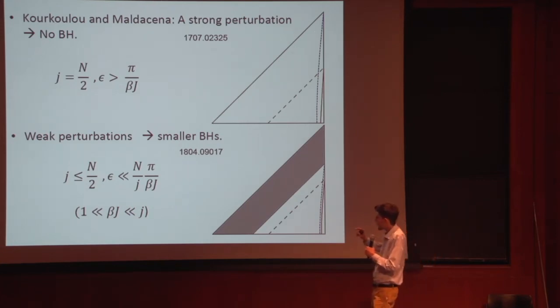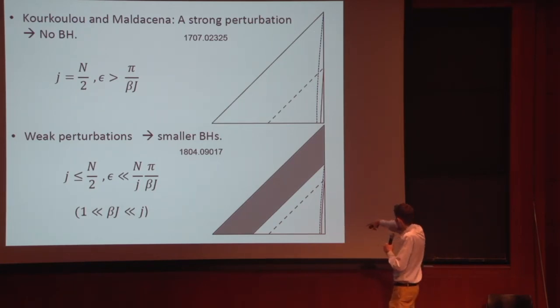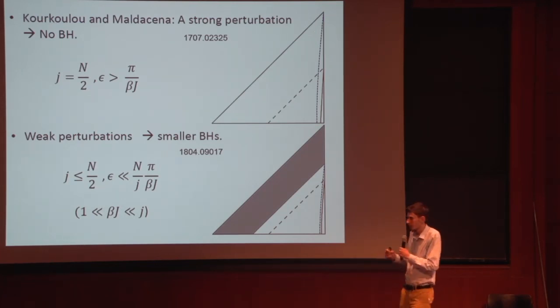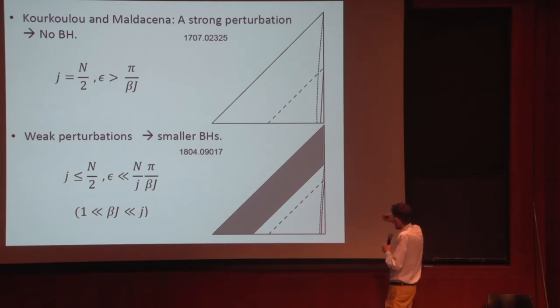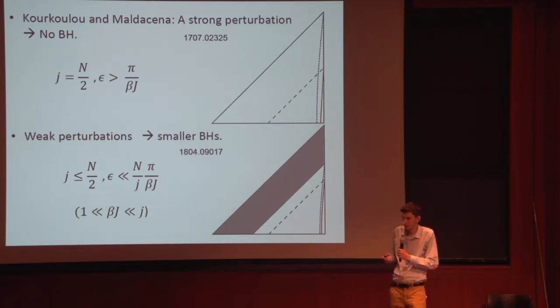While if you consider small perturbations, epsilon is smaller than this parameter, and the number of spins you measure is smaller than n over 2, you will find that you will move along this bottom blue curve. This geometry is a smaller black hole with respect to the original geometry, where there is a part of the spacetime that is exposed that was in the black hole interior of the original black hole. In this sense, I mean revealing the black hole interior.